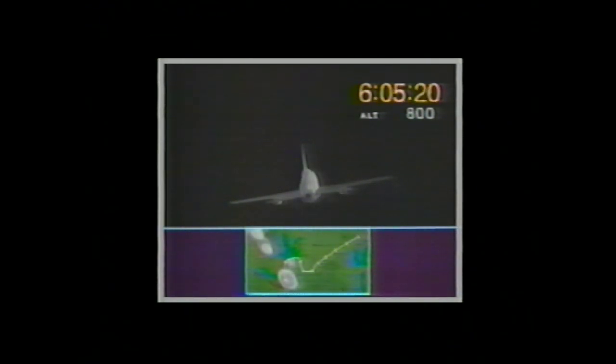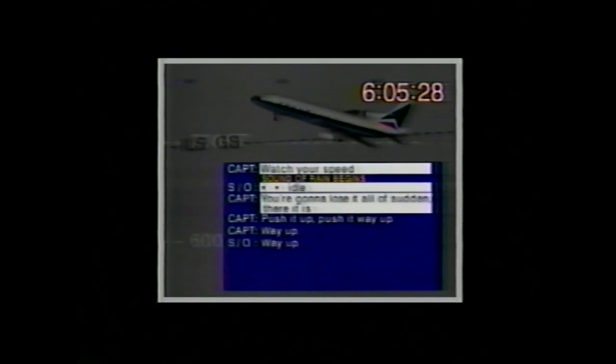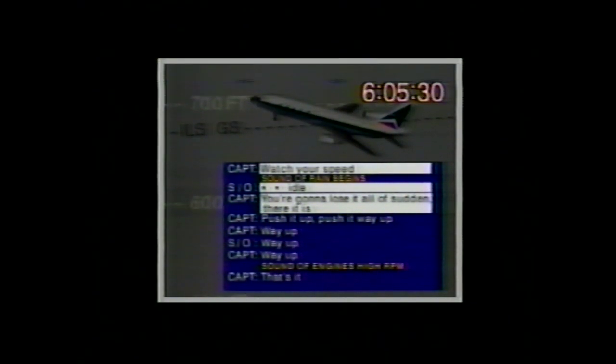Warning, the cockpit recording contains profanity. Way up. Way up. Way up. That's it.